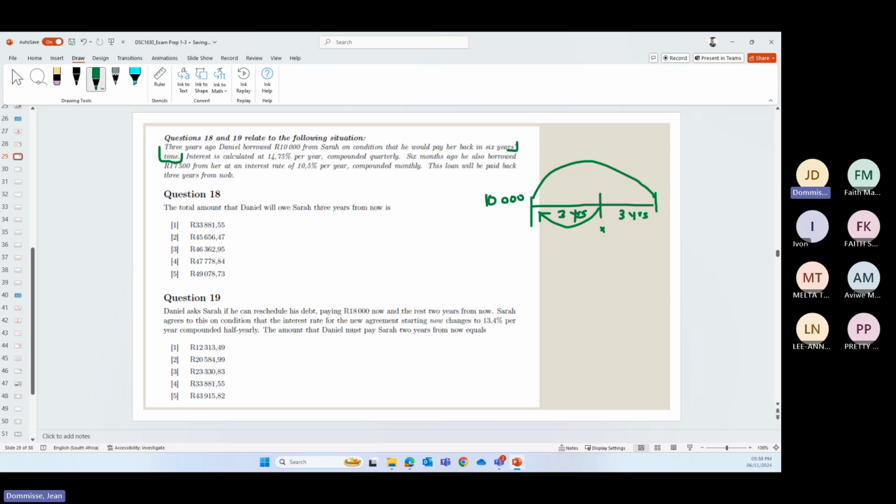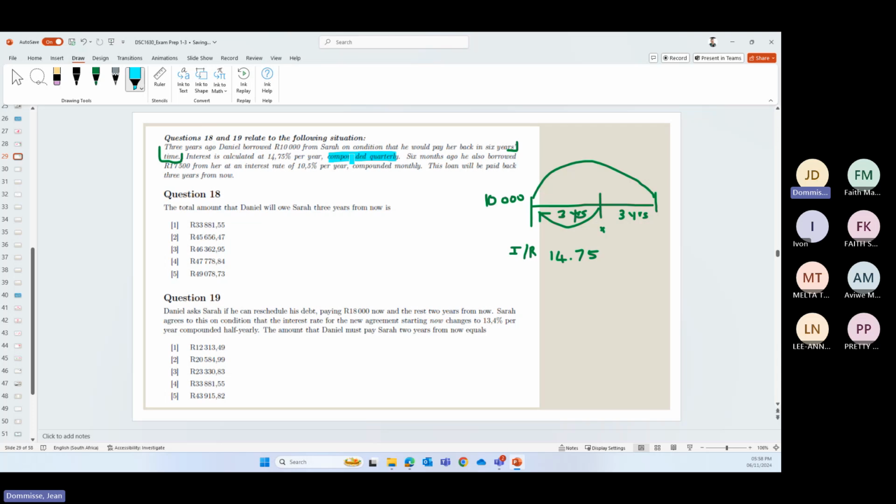So then let's see what else. Interest is calculated at 14.75%, compounded quarterly. Okay, so now again, compounded quarterly, they might also use words like every 3 months.